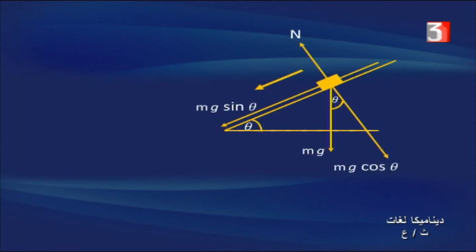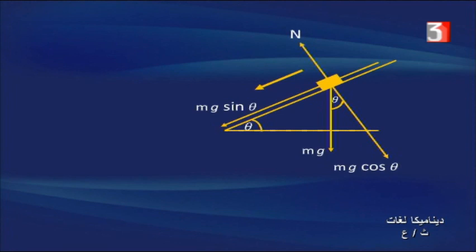We have a body of mass m. The weight equals mg. The two components of the weight are mg sine theta in the direction of the line of the greatest slope downwards the plane, and the other component, mg cosine theta, in the direction perpendicular to the plane. And the reaction of the plane on the body equals n. The body moves downward the plane because the body moves under the action of its weight only.